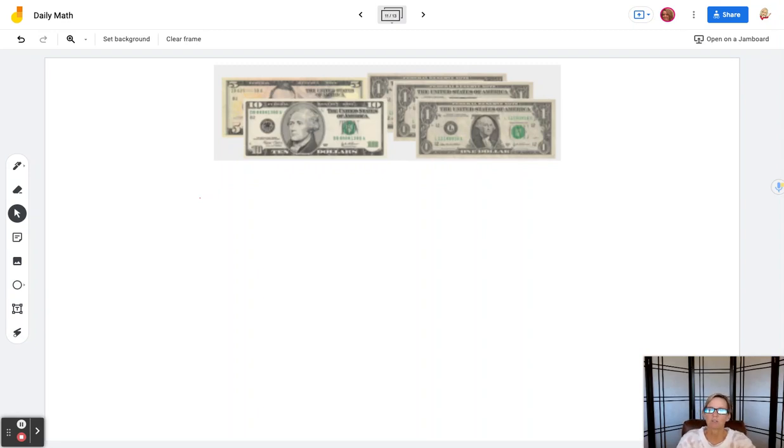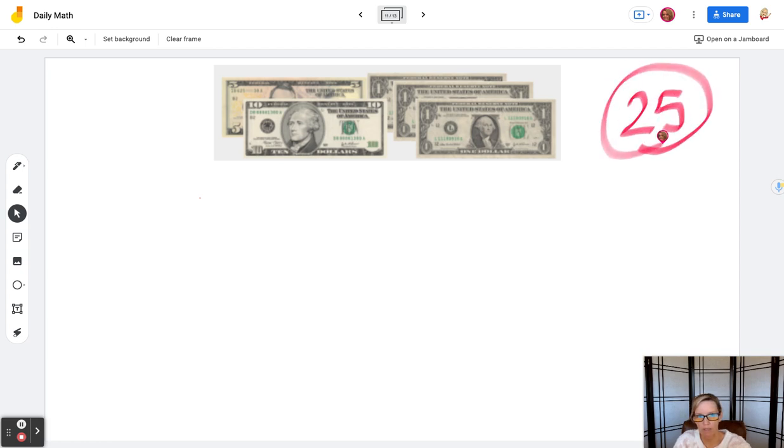All right, let's talk about using our hairy money method for dollar bills. If you remember when we first started our hairy money with our coins, if we had 25 cents, we would draw the hairs on the 25 cents counting by fives. So we would say 5, 10, 15, 20, 25. We can use that same method with our dollar bills.